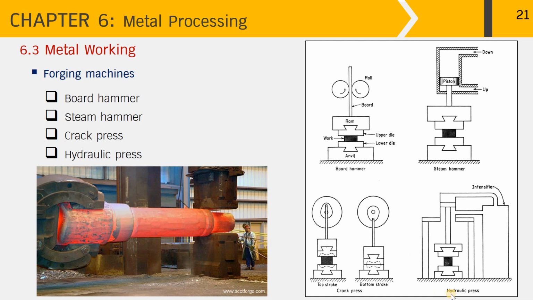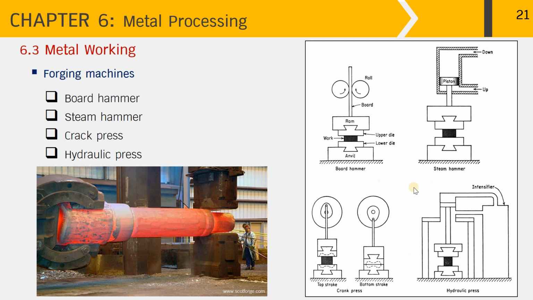The last one is the hydraulic press. Once again, the metal piece is placed between the upper and the lower die, but this time the upper die is attached to the hydraulic that can smoothly apply the force onto the metal piece. And by using hydraulic press, we can obtain the metal piece with deeper penetration and more homogeneous microstructure across the section.